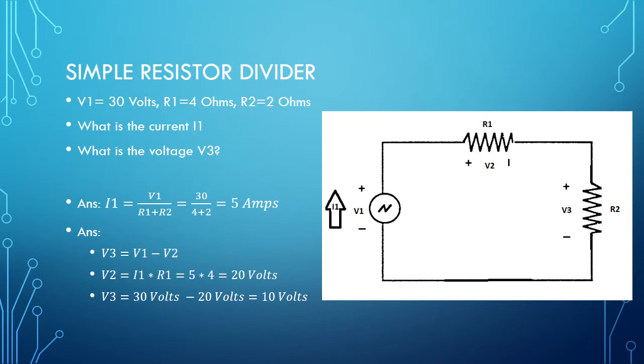We now want to find V3. We know from Kirchhoff's voltage law that the sum of the voltages around the current loop is equal to 0. This gives us the first equation, V3 is equal to V1 minus V2. We also know from Ohm's law that V2 is I1 times R1. We now have enough information to solve for V3. V3 is equal to 10 volts.